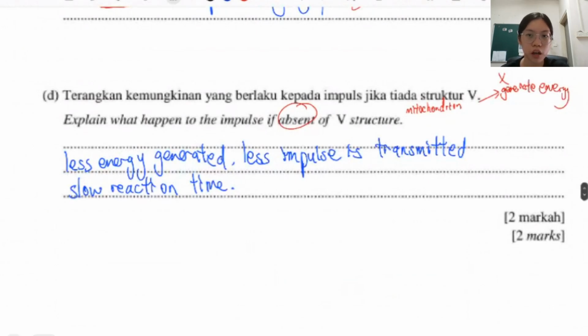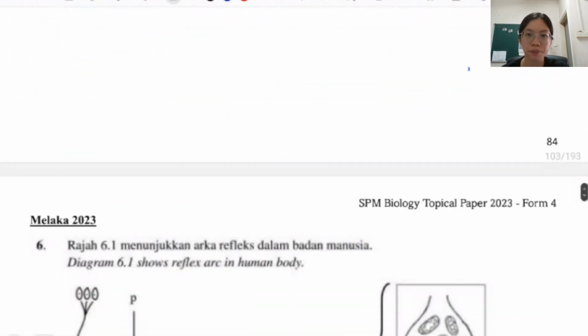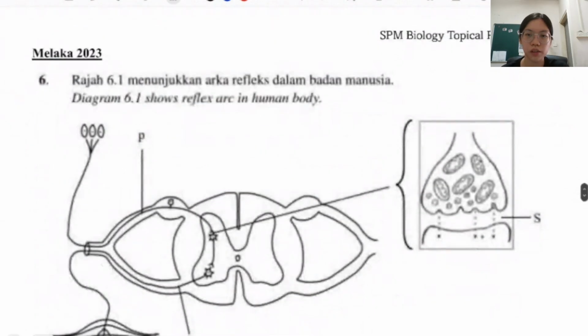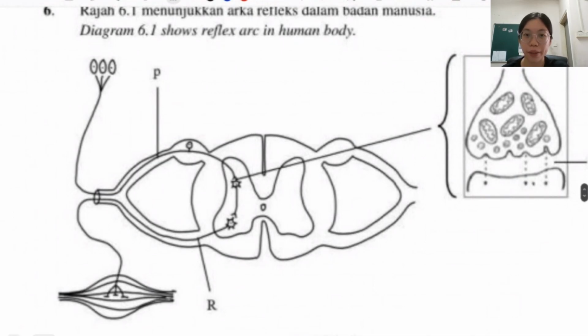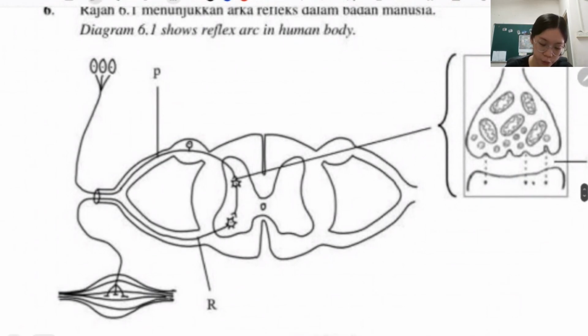Okay, now moving on to the next question right here. You can see this spinal cord has gray matter and white matter. So I will label it for you. The middle part that looks like a butterfly is actually the gray matter, and outside of it is the white matter. And this is actually a dorsal root.